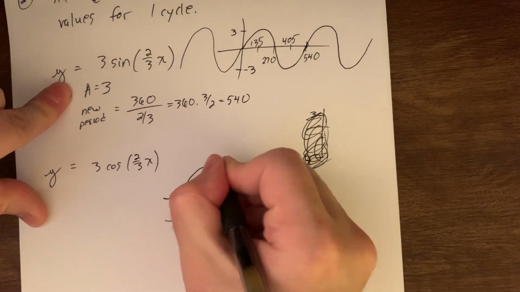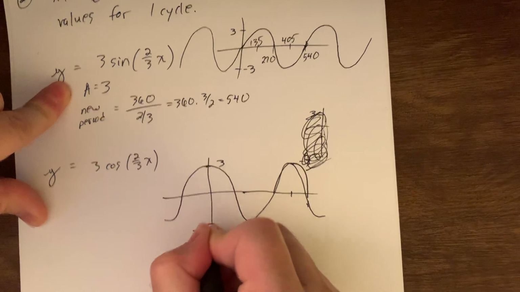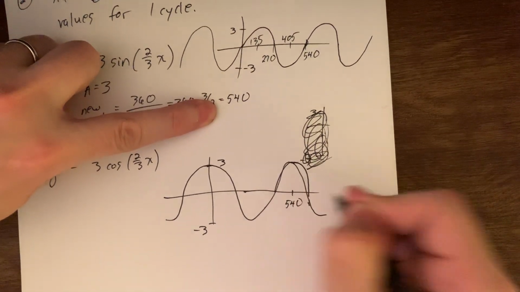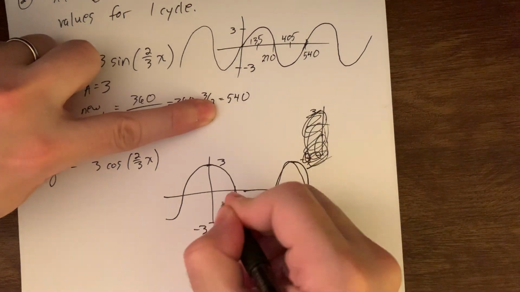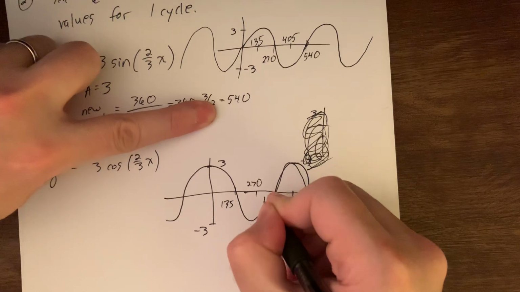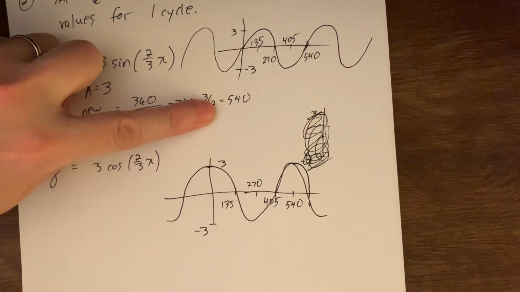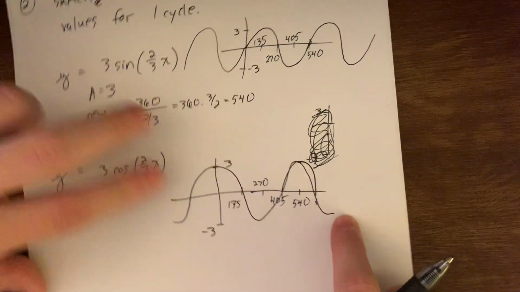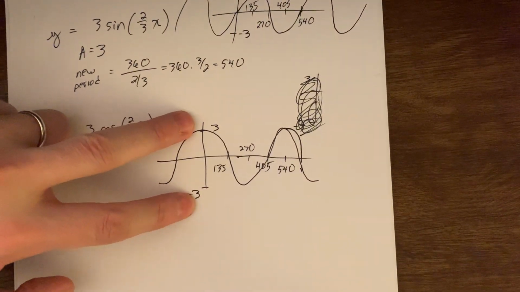And its peak is still 3. The valley is still -3. The period is still 540. But now this would be the 135, this would be the 270, this would be the 405. So I still needed that same information. I just made the cosine curve and then filled that basic information in the same way.